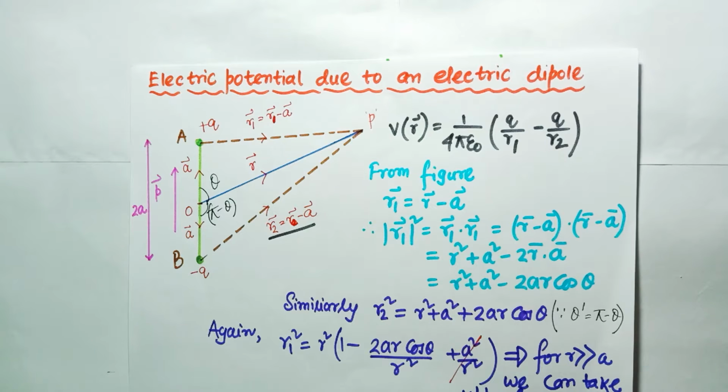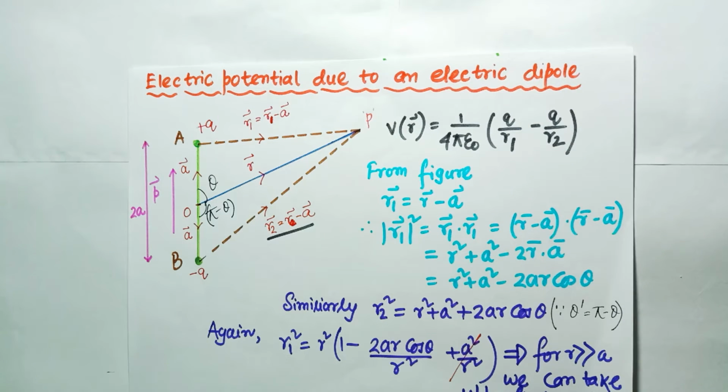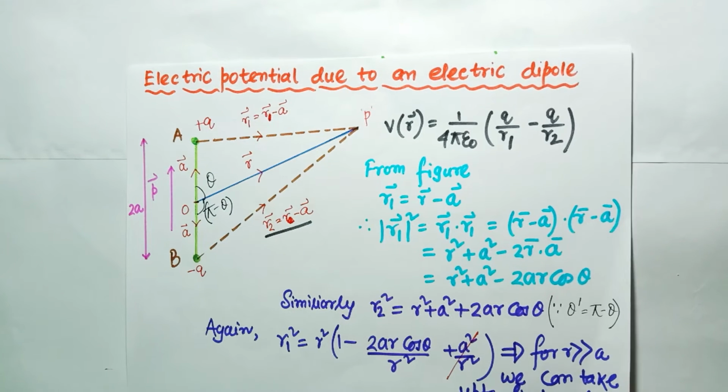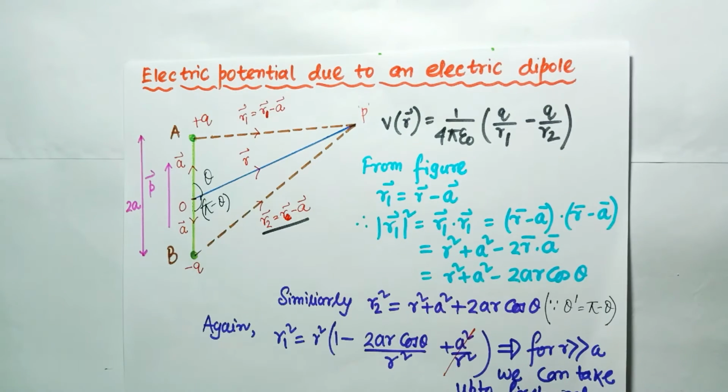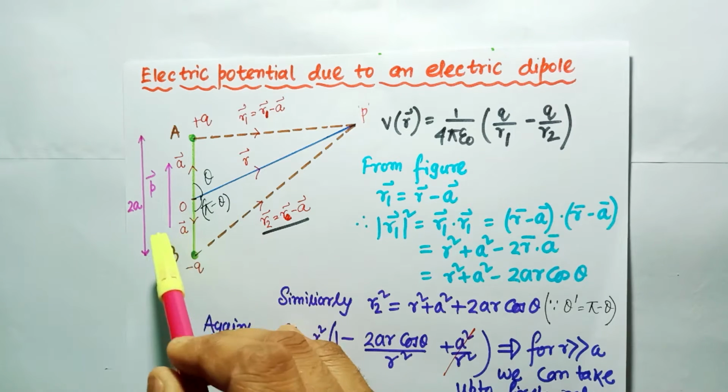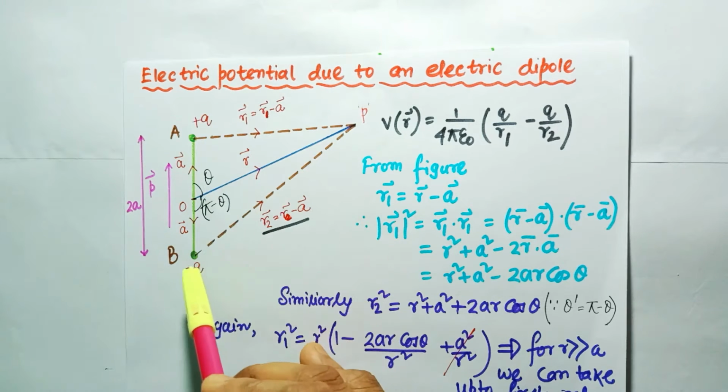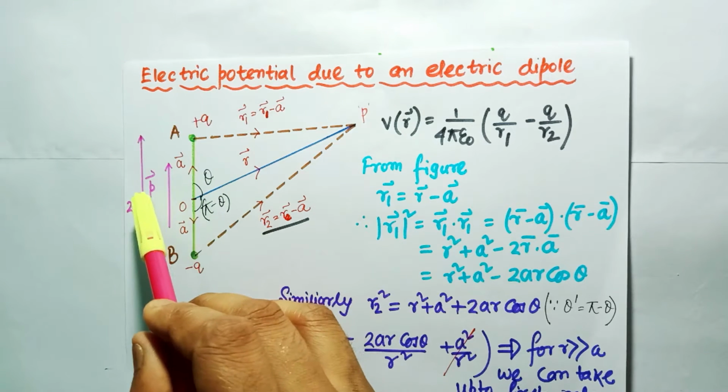So today it is the continuation of our previous discussion. We will discuss the topic of electric potential due to an electric dipole. So let's begin. Electric potential due to an electric dipole. As we all know, a dipole means two equal and opposite charges separated by a small distance of 2a. You can see from the figure this is plus q and minus q separated by a distance of 2a.